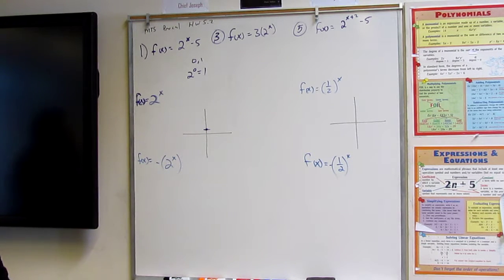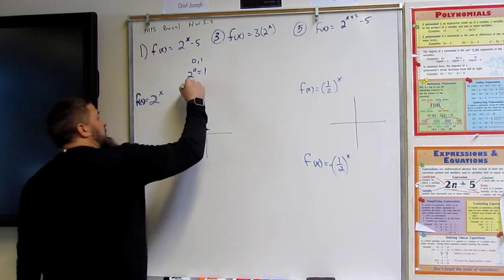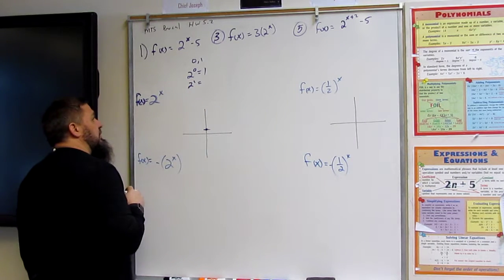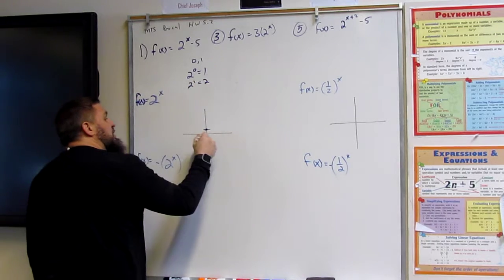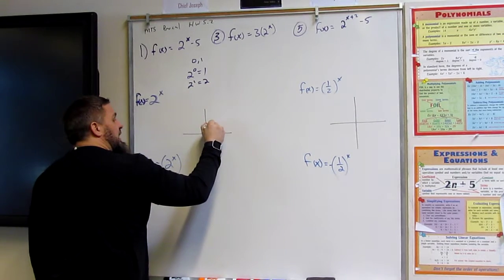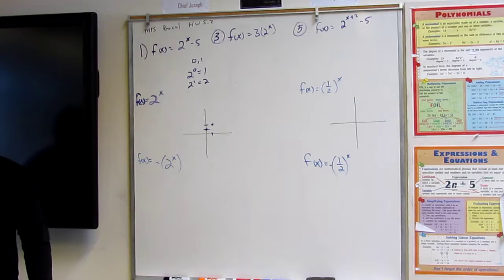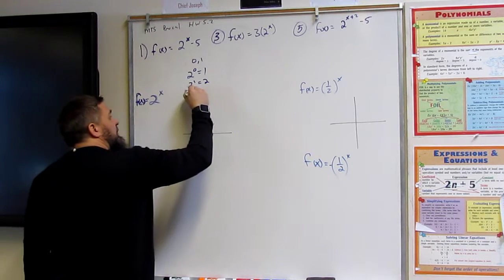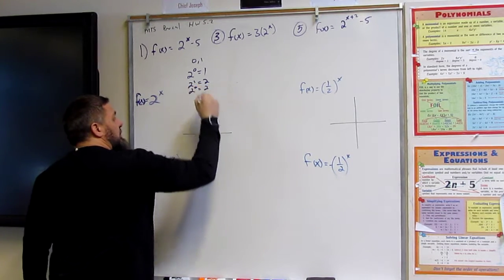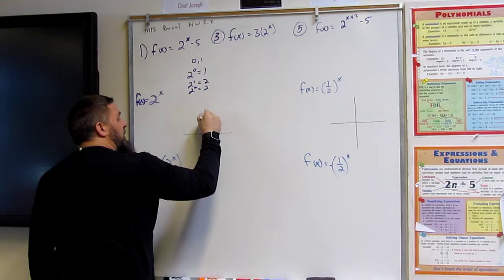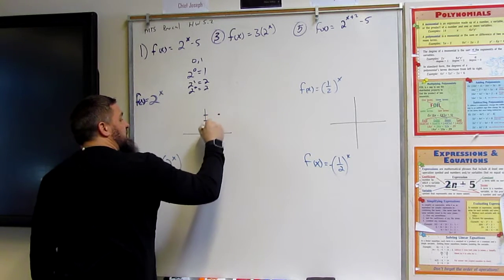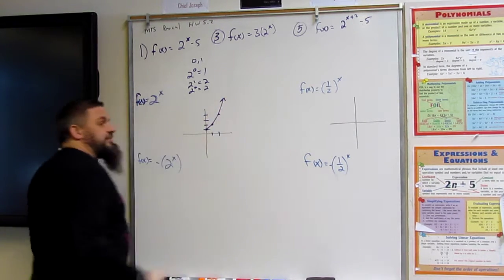And if I think about 2 to the 1, how much is that? 2. Okay? So at 1, I'm going to be at 2. What about 2 to the 2? 4. So at 2, I'll be at 4. And it's just going to continue to go up to infinity, right?